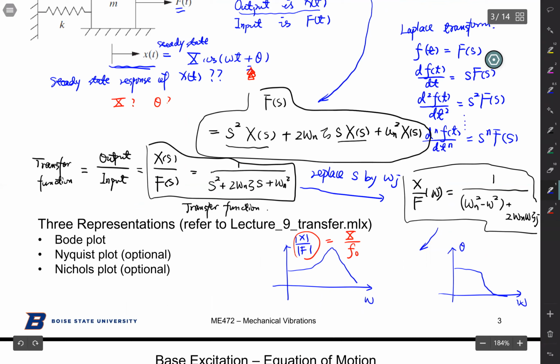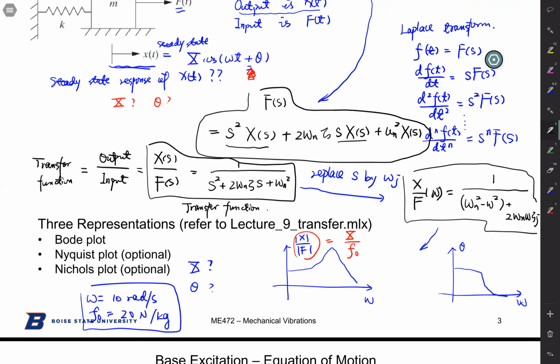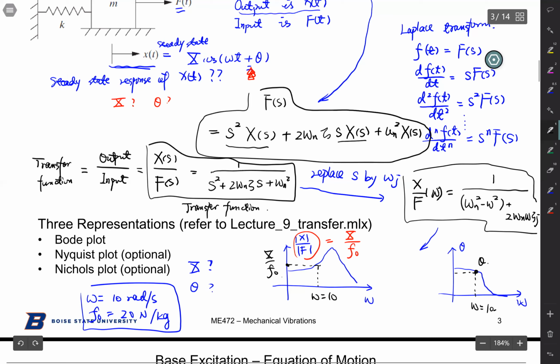So I can give you an example. If we know omega is 10 radians per second and your f naught is 20 Newton per kilogram, which you already normalized, and you want to find your big X and your theta, what you do is you go back to this Bode plot and find where omega equals 10. Whatever value here is your theta, and whatever value here is X over f naught. You know your f naught is 20, so you just multiply that value by 20. You get your big X.